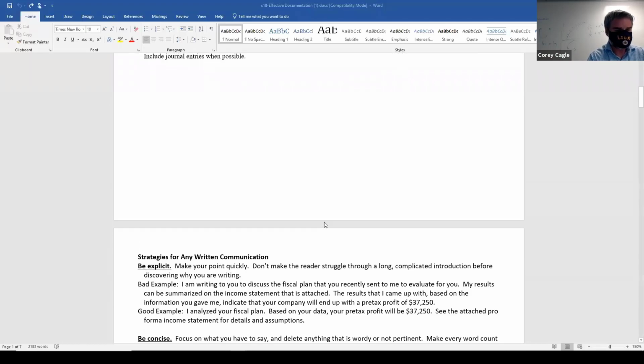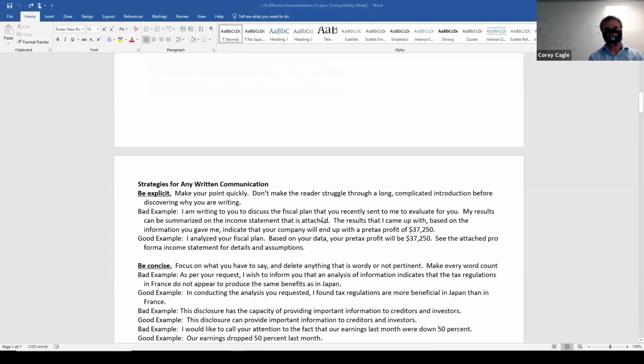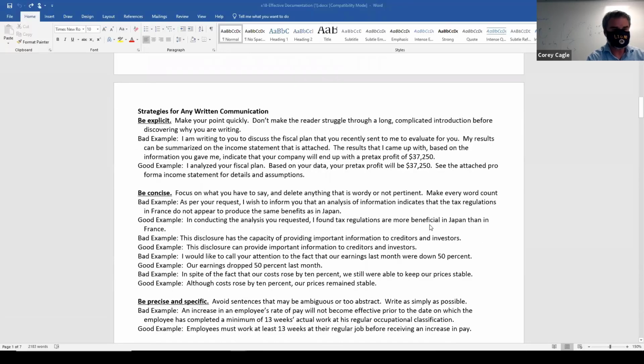Okay, so strategies for any written communication. These are the things that I have found to be really useful over the years as I'm writing things. You won't find any textbooks or articles that will argue with this first one, and the second one, and the third one. Be explicit, be concise, be precise and specific. I don't think we could argue about any of that. Make your point quickly. That's good, right?